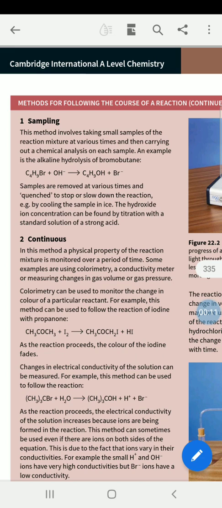Write the note on methods for following the course of a reaction, or methods to find out the rate of a reaction practically. Write down. There are two methods how data can be obtained to find the rate of a chemical reaction.